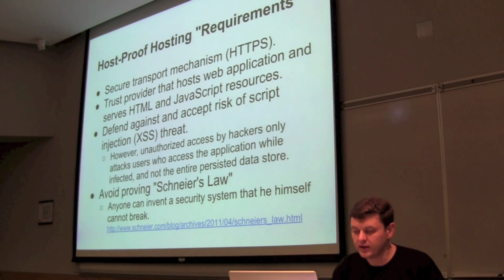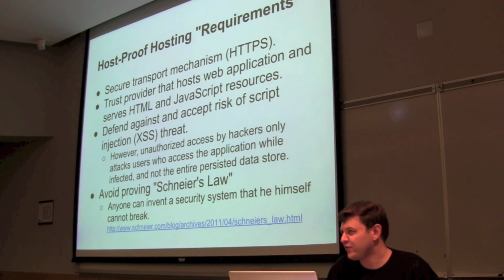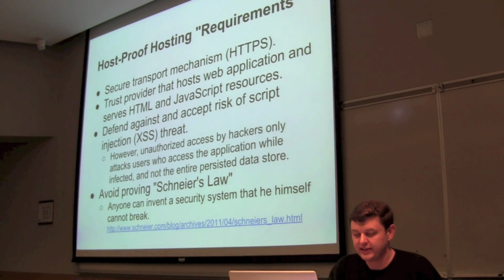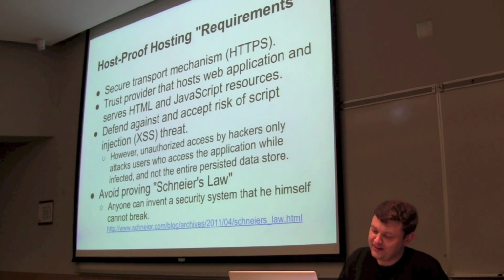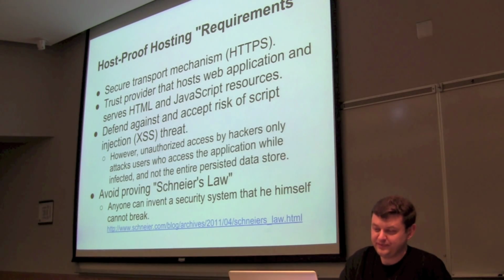And then the other requirement that we have today is we want to avoid proving Schneier's law. If you know Bruce Schneier, he's one of these premier cryptographers. He's got this thing that has pretty much been distilled down: anyone can invent a security system that he himself cannot break. So we could make something so complicated that we couldn't understand it, but it doesn't actually mean it's secure. So that's one of the things that we want to do today.